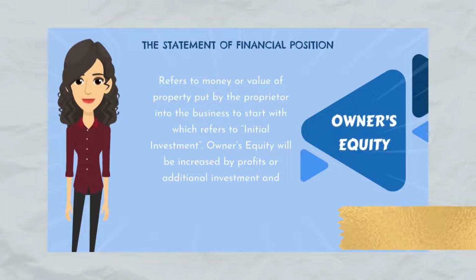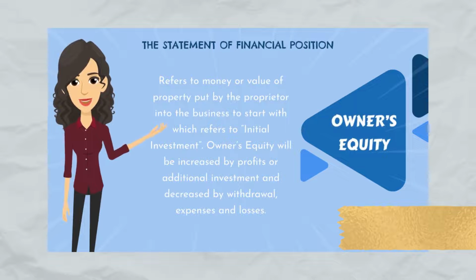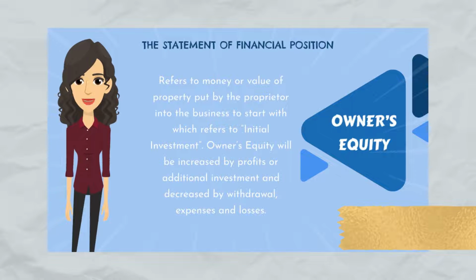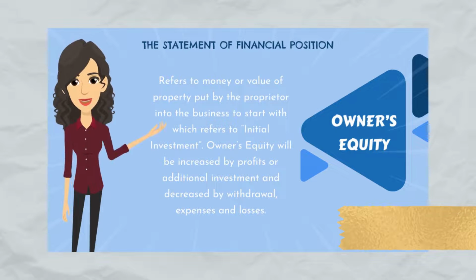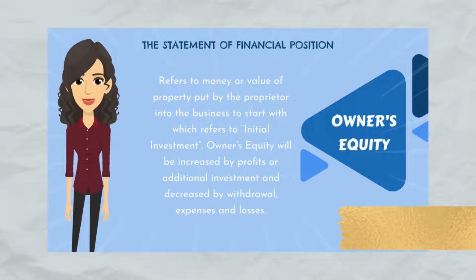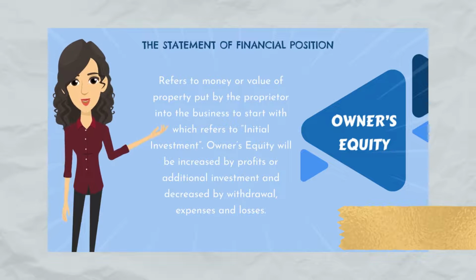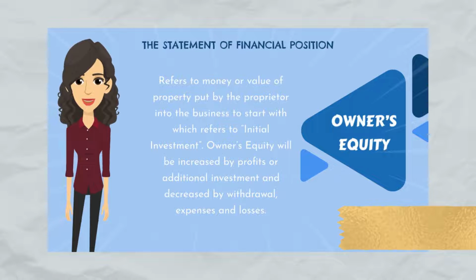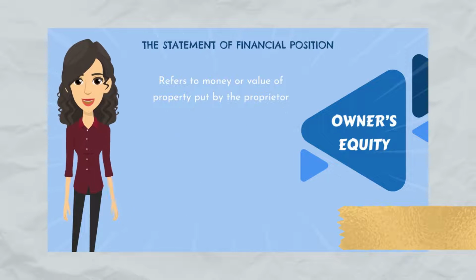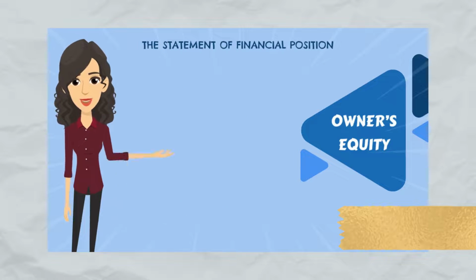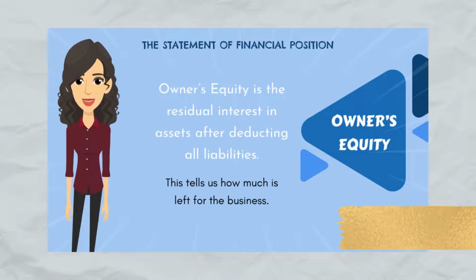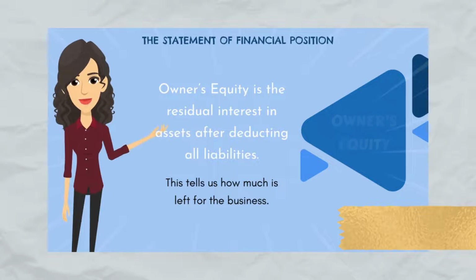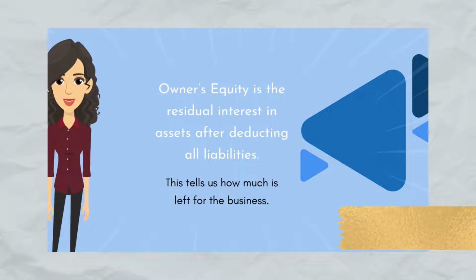On the other hand, owner's equity refers to the money or value of property put by the proprietor into the business to start with, which also refers to the initial investment. The owner's equity will be increased by profits or additional investment and will be decreased by withdrawals, expenses, and losses. Most often, the owner's equity is the residual interest in assets after deducting all its liabilities. Therefore, this tells us how much is left for the business.